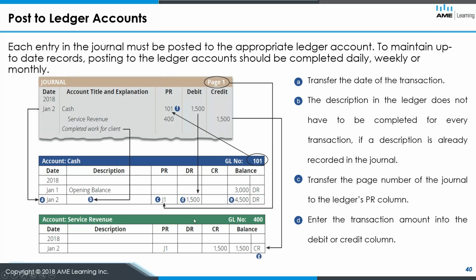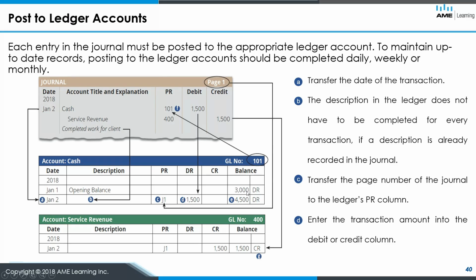Here, 1,500 comes here, and then you would put the credit for the revenue in the revenue section, and you can see that here. Okay, so it's basically the same information. We're just breaking this information apart to aggregate all of the debits and credits that affect cash, for example, in one place. That's what's happening here.